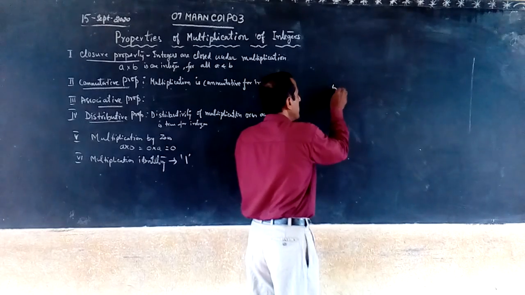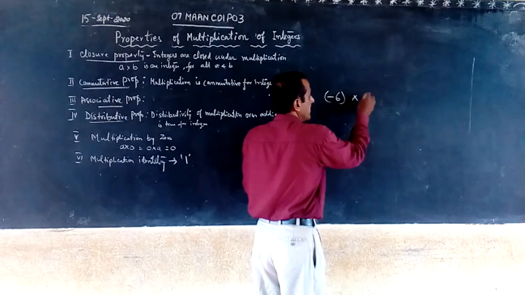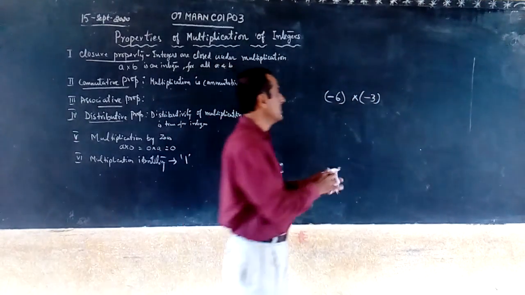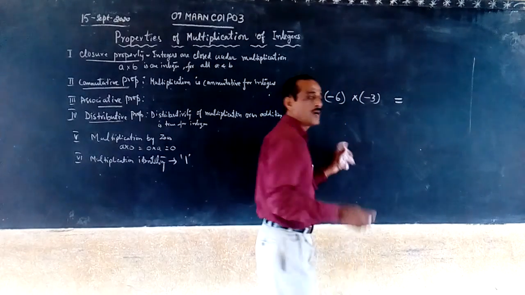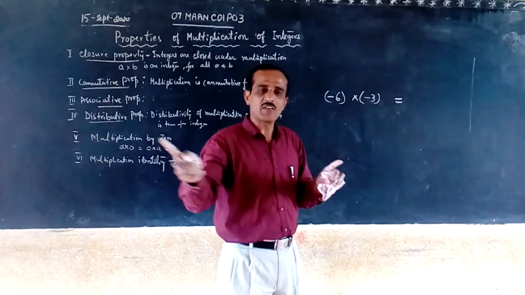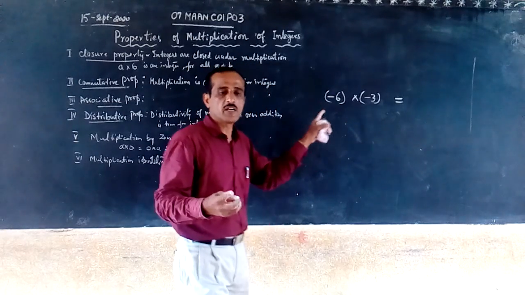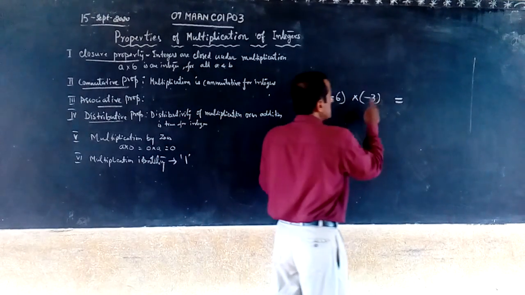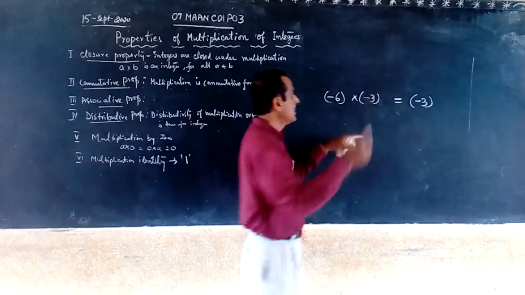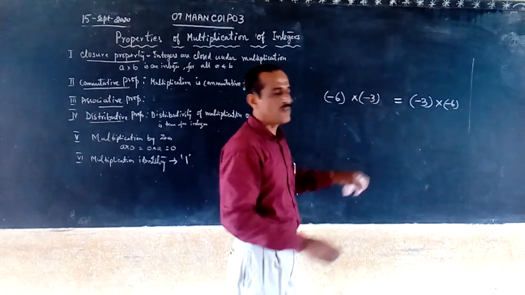For example, minus 6 into, say, another integer I will take, say minus 3. Two negative integers I have taken. What is the product? It must be commutative. In addition we have seen A plus B is equal to B plus A. In the same way, A into B is equal to B into A. If it is true, we can say it is commutative, isn't it? Therefore, if we reverse the order, whether minus 6 into minus 3 is equal to minus 3 into minus 6.